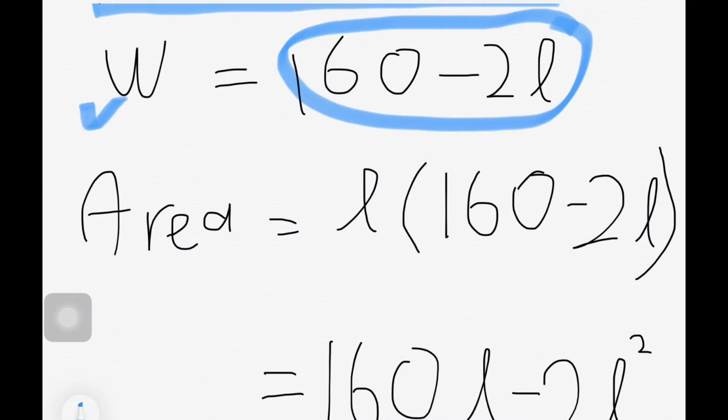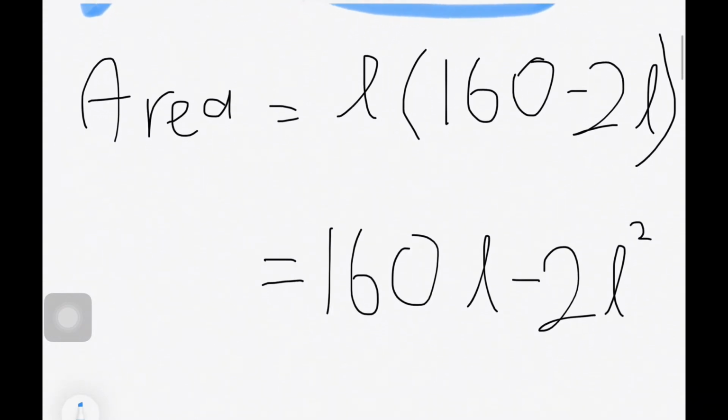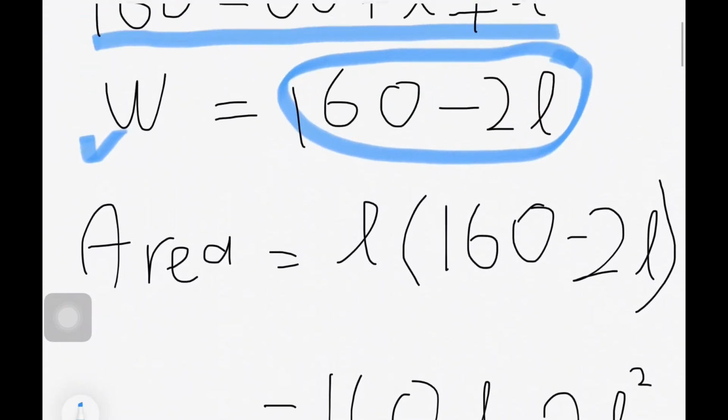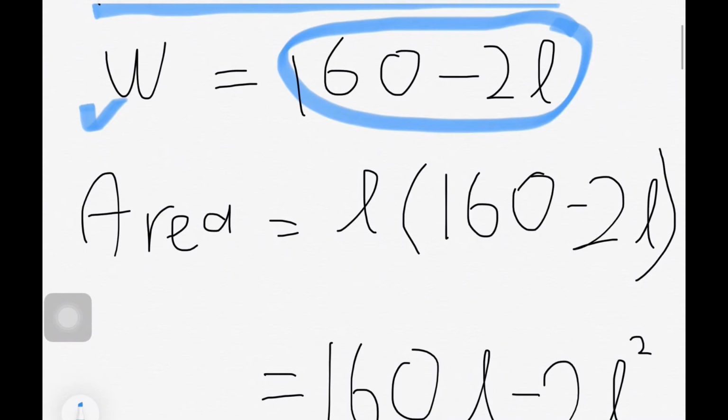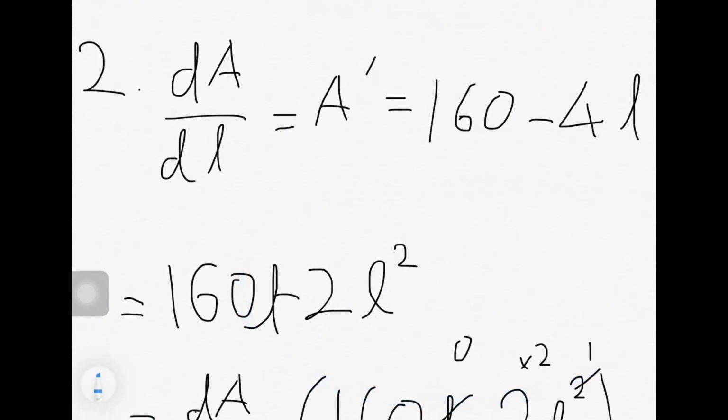Substitute the expression for W into the formula of the area of garden. Notice that this formula now contains only one unknown variable. So it becomes 160L minus 2L squared.